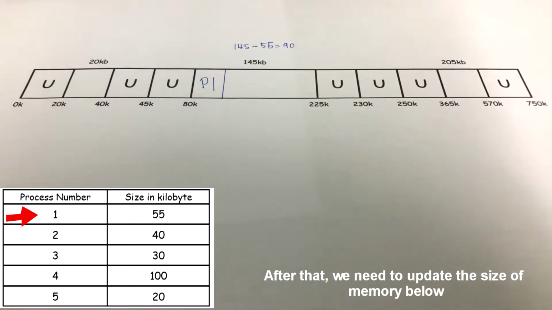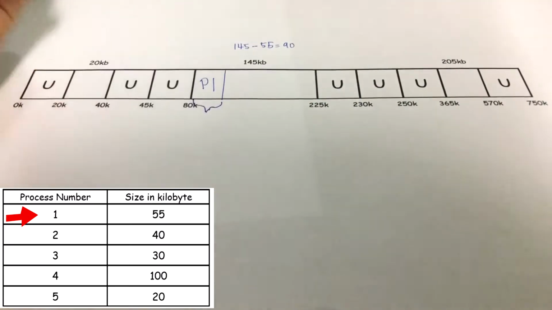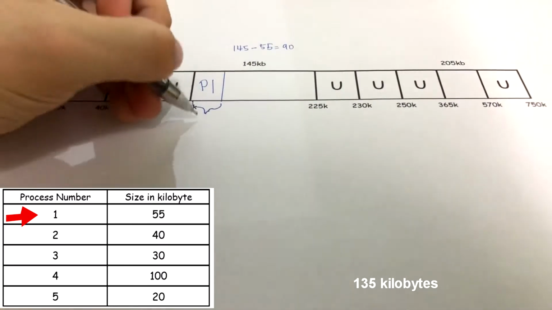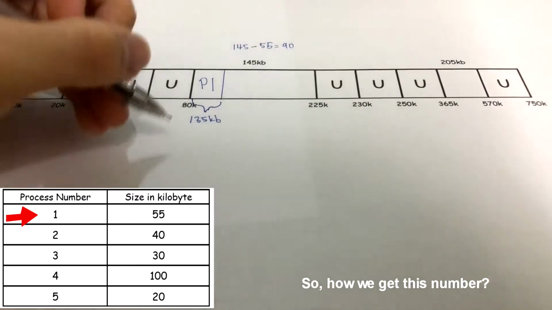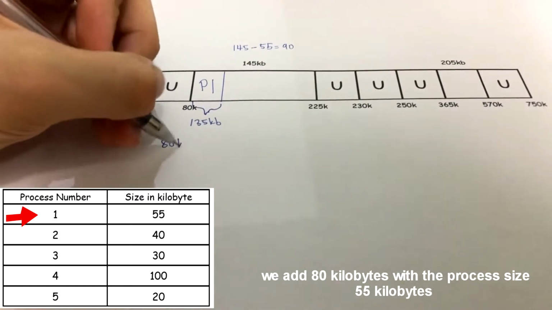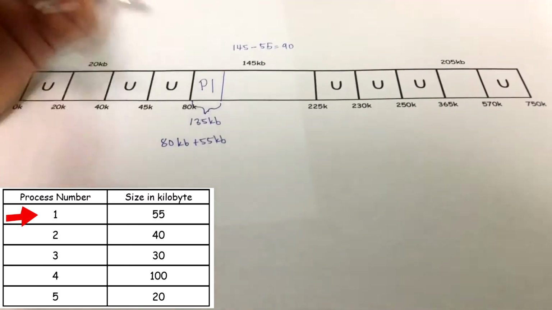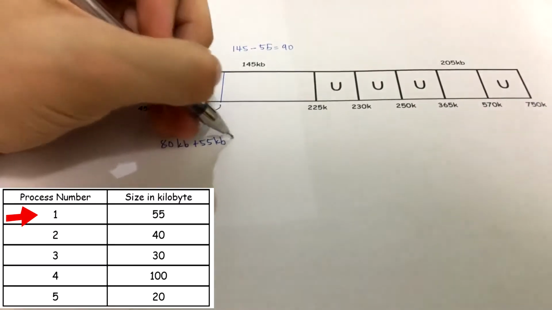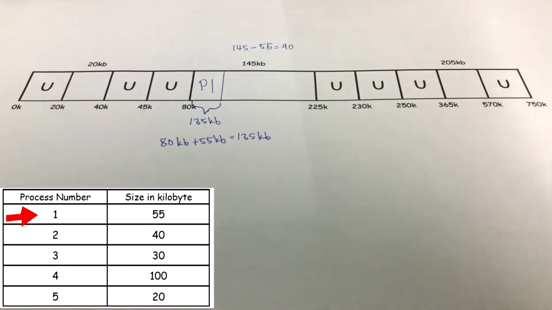After that, we need to update the size of the memory below. (135 kilobytes). So how do we get this number? We add 80 kilobytes with the process size 55 kilobytes. Then it will be 135 kilobytes.